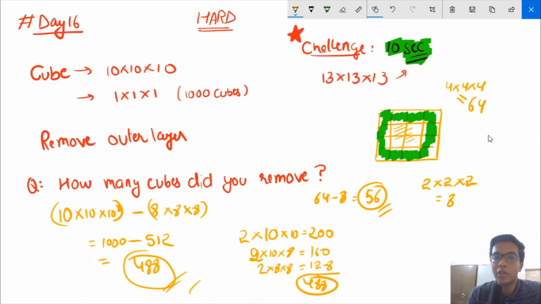So similarly, if the question was this 13, the answer would have been 13 cube minus 11 cube. So you could have solved it in, I mean, less than 10 seconds if you know the cubes, of course. But yeah, this is the day 16 question. Let's move on to the question for day 17.